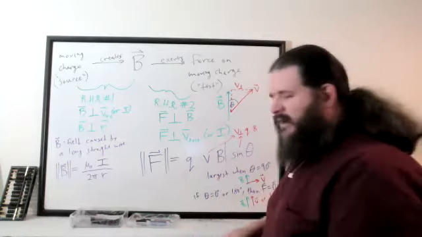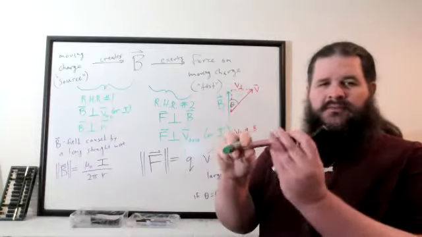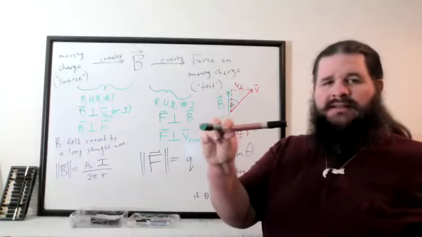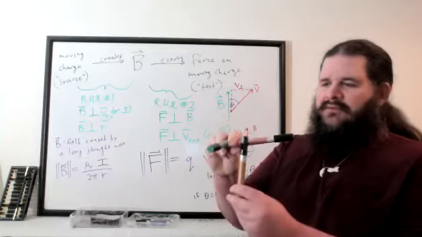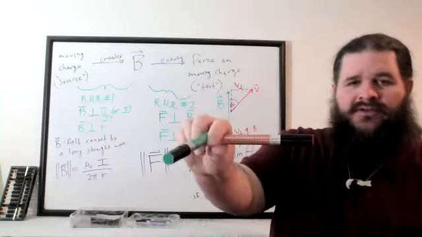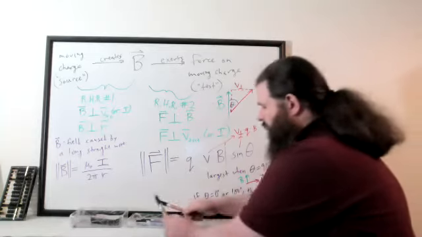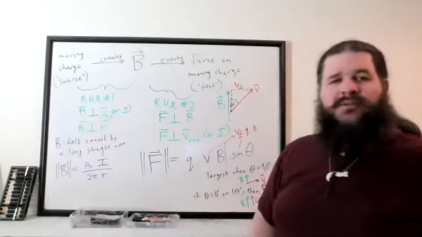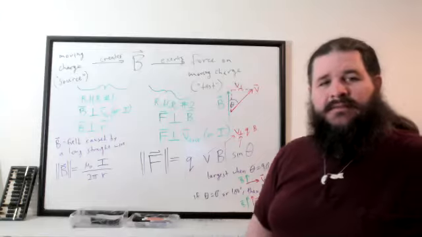If you instead had, let's say, magnetic field outwards and velocity to the right, you could have magnetic force upwards or downwards, because that would be perpendicular to these two vectors. But the important thing is you're going to have a force that's perpendicular to both the velocity vector and the magnetic field vector.